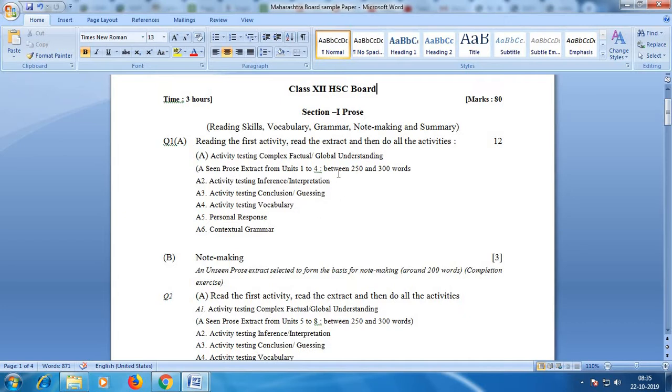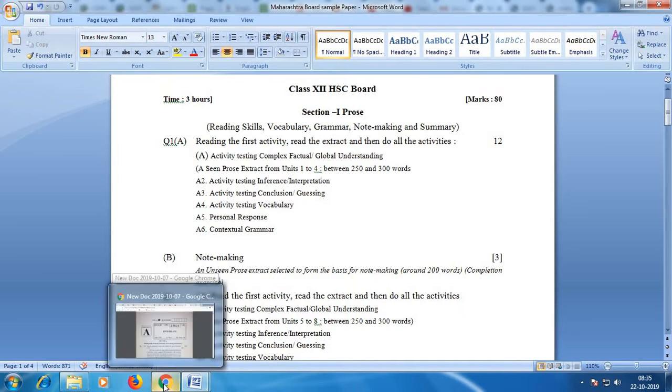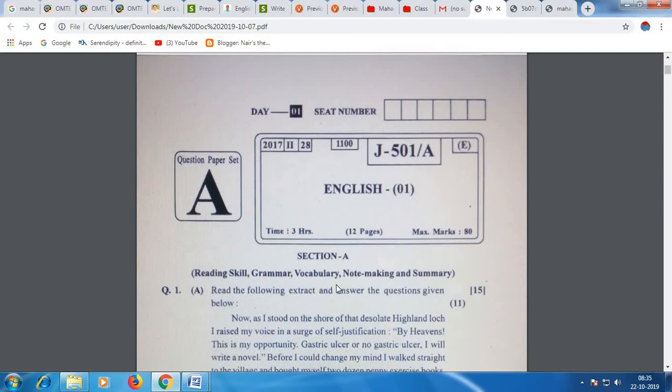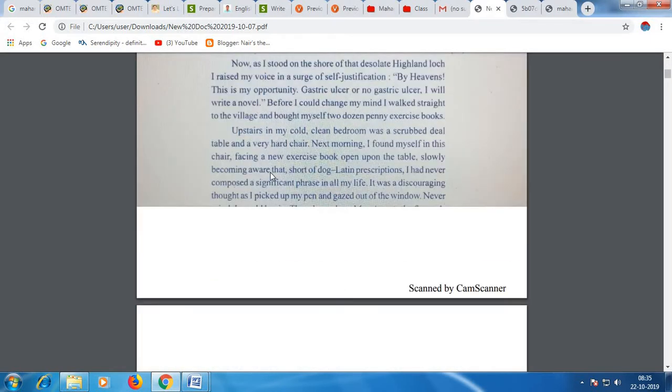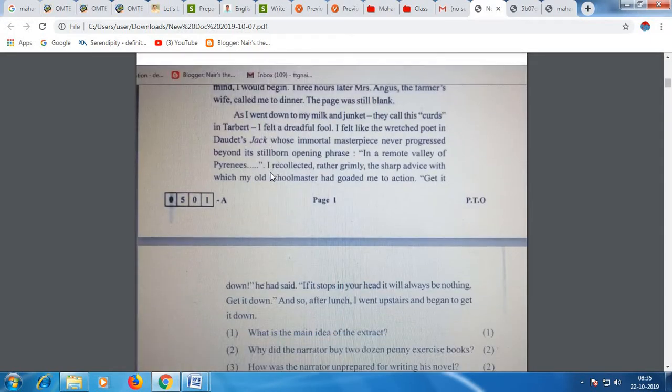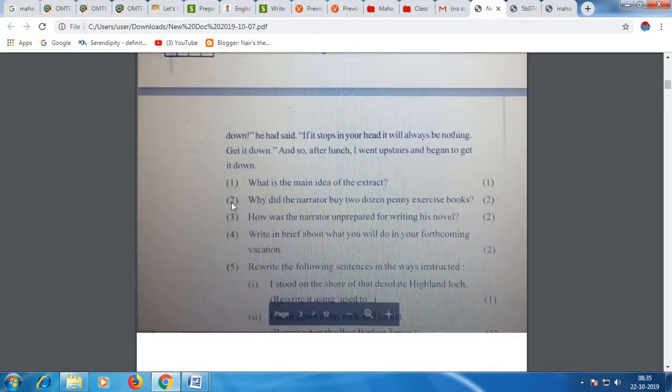Actually a seen prose extract is given, from units 1 to 4. The passage is generally 250 to 300 words. Inference, conclusion, testing vocab, personal and contextual response is given. So I'll show you the paper, how they ask you. This is the paper and they give you this passage. They ask you certain questions, 1 mark, 2 mark, all that.